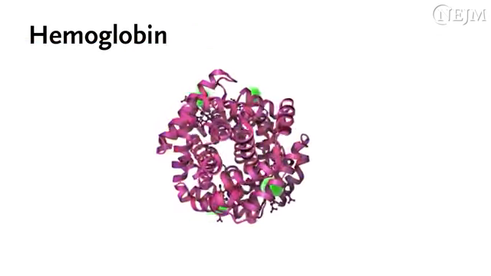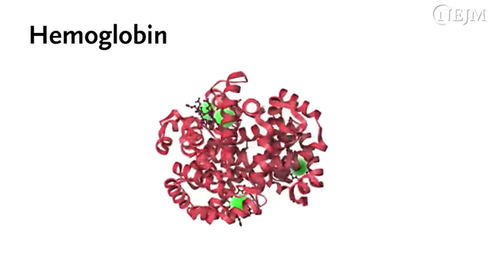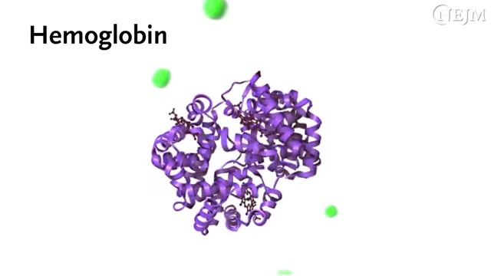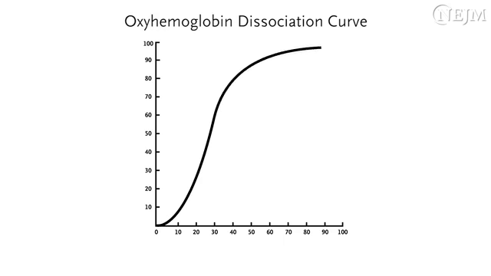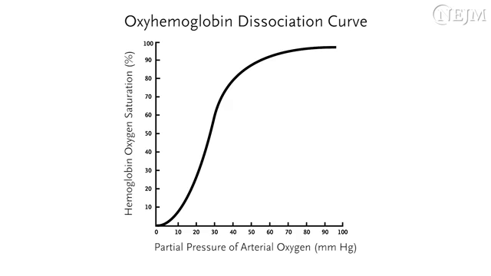Oxygen is transported in the blood to most tissues. In the blood, oxygen binds to hemoglobin, although a small fraction is dissolved in the plasma. The oxygen-hemoglobin dissociation curve shows the relationship between the partial pressure of arterial oxygen, or PaO2, and hemoglobin oxygen saturation.